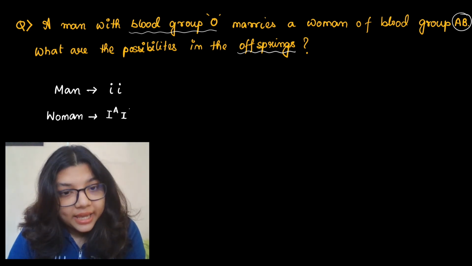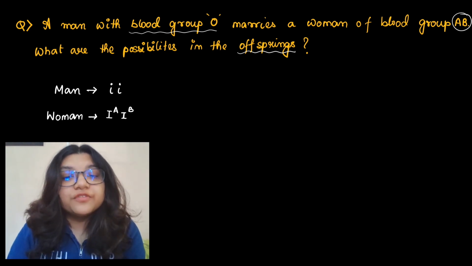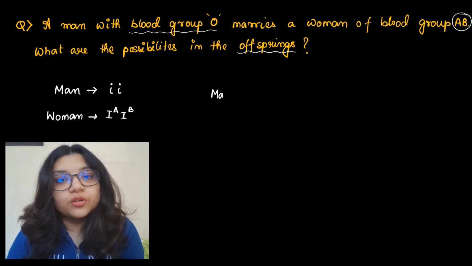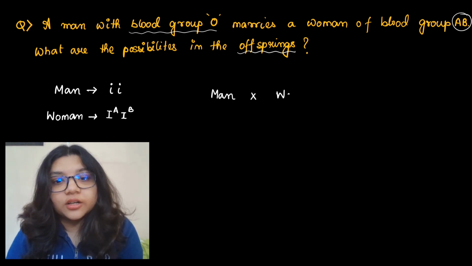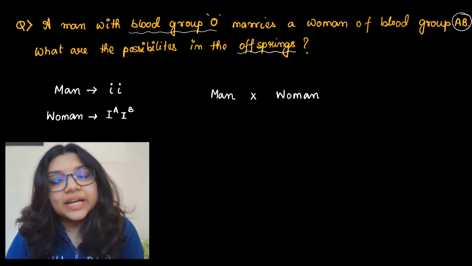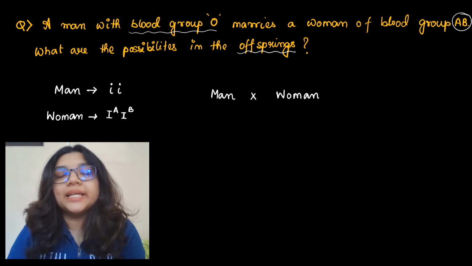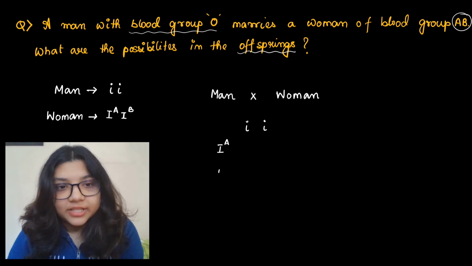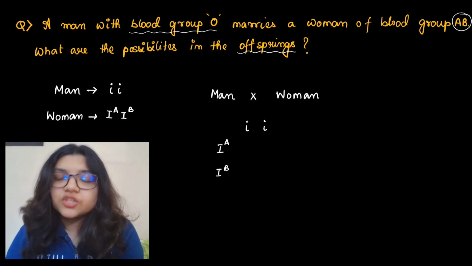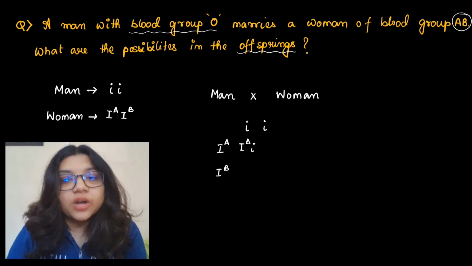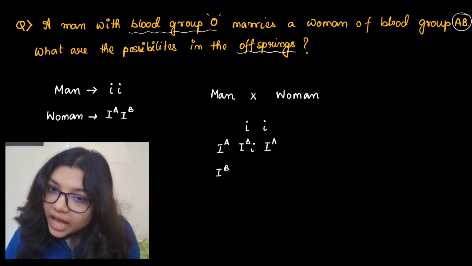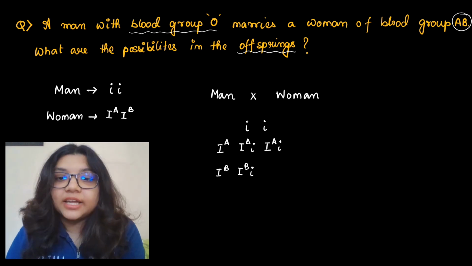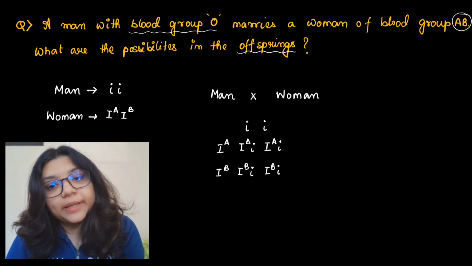That is IA, IB. Now, if you want to find out the offspring's blood group, you have to make a cross. So you have to cross the man with the woman. In this case, we'll create a Punnett square, right? I'm writing the man's genotype on top and the woman's genotype on the left hand side. This way. So we all know how to create a Punnett square. So IA small i, this will again be IA small i. Then below you'll have IB small i, and then you will again have IB small i, right?